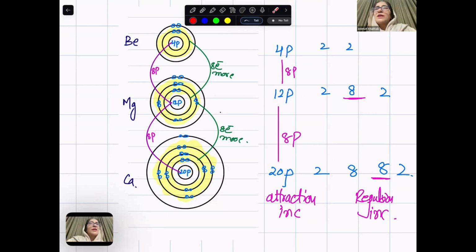So what you are supposed to say? Proton increase, shells increase, shielding increase, attraction increase, repulsion increase, they balance each other. Nuclear attraction for the valence is getting less because they are getting far. So how are you supposed to write?